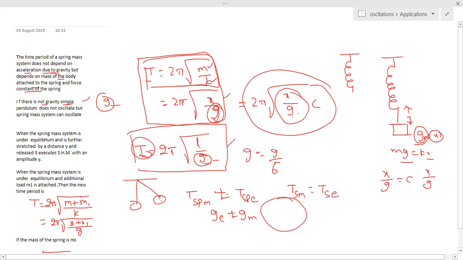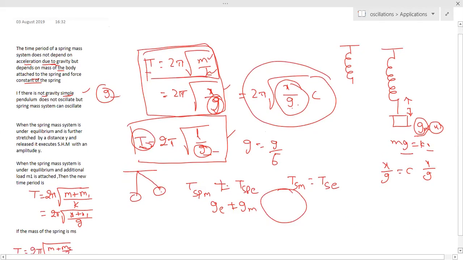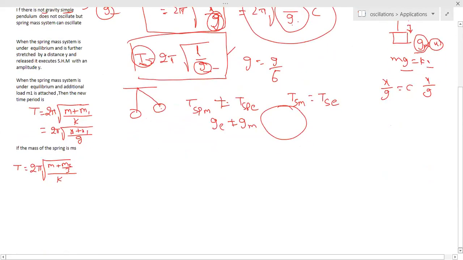Okay, next. When a spring mass system is under equilibrium and is further stretched by a distance y and released, it executes SHM with an amplitude y. Now let me explain this.